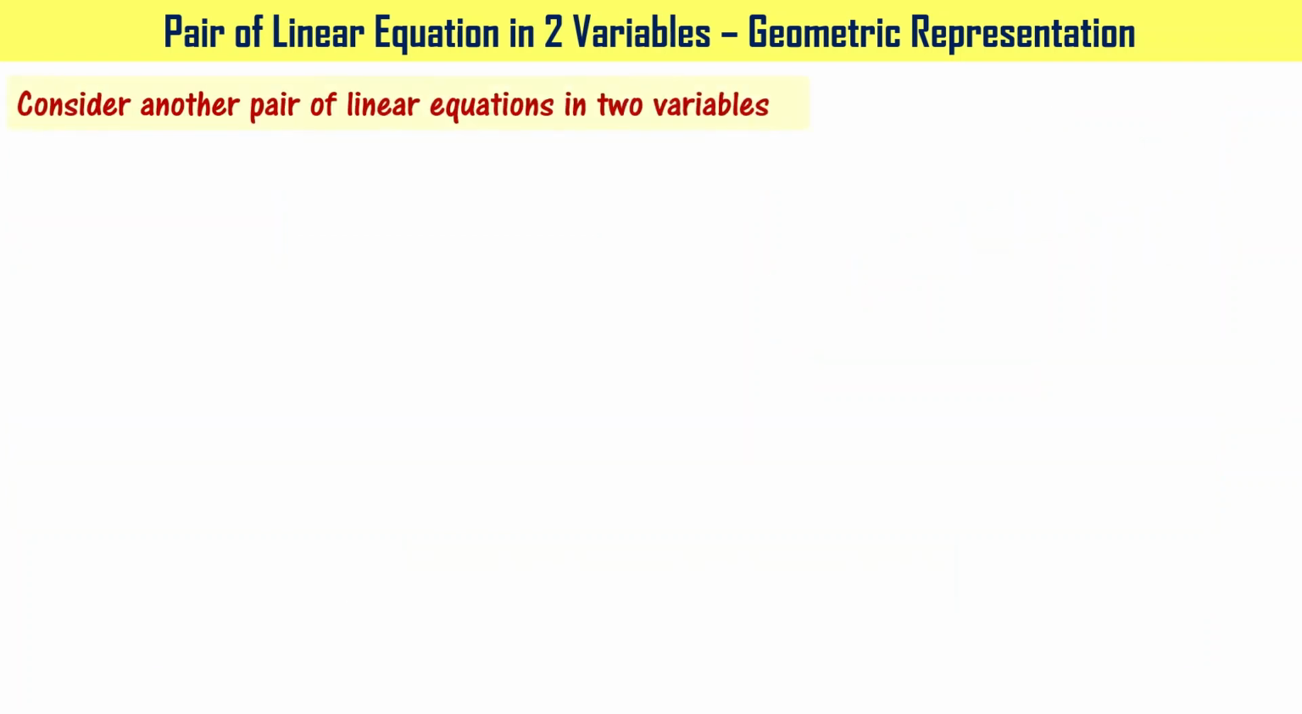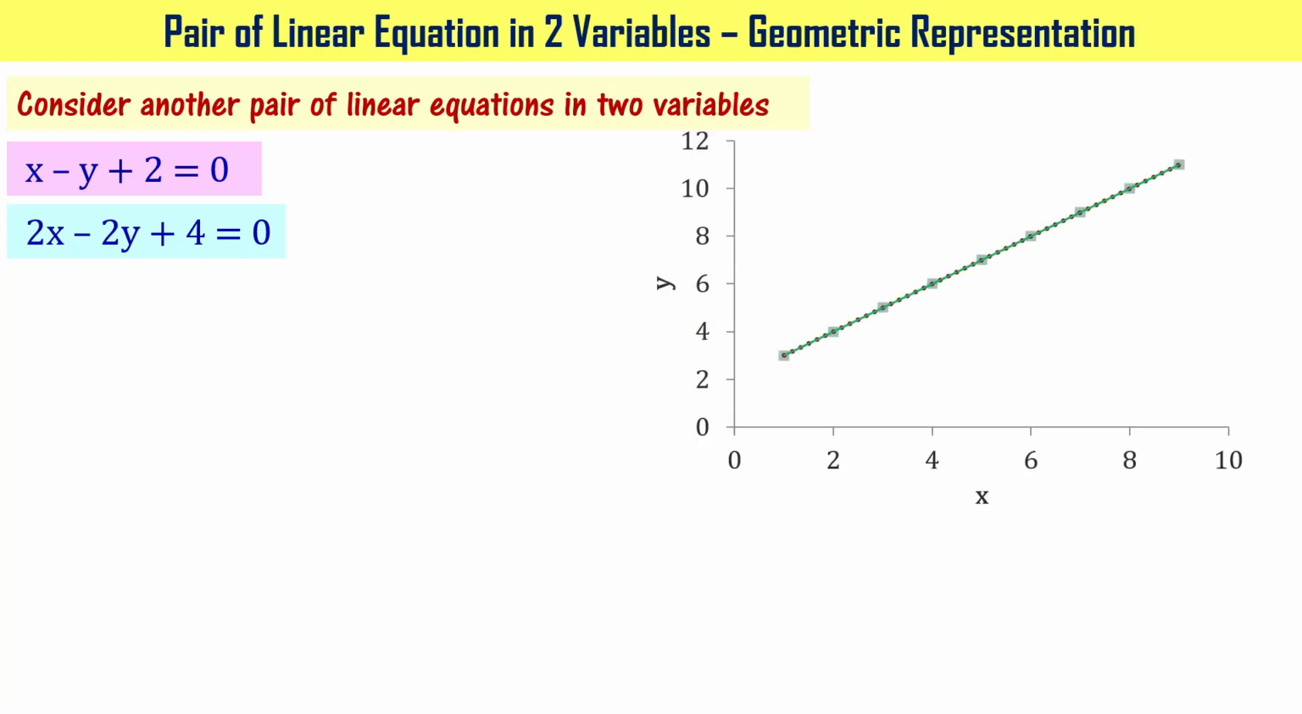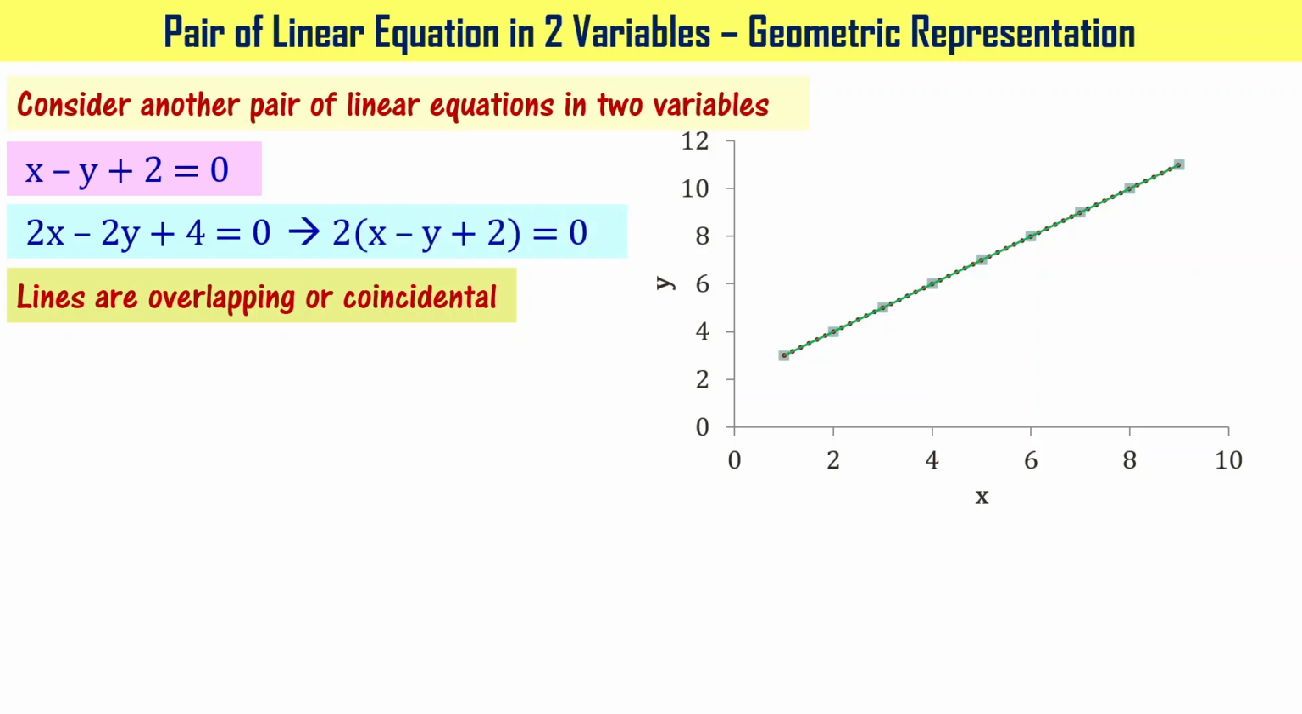Let's consider another pair of linear equations in two variables now. x minus y plus 2 equal to 0 and 2x minus 2y plus 4 equal to 0. When you tabulate data for these two equations and plot the figure, you get a figure like this. As you see here, the lines are overlapping, or sometimes you can call them coincidental, right? And the reason is this.